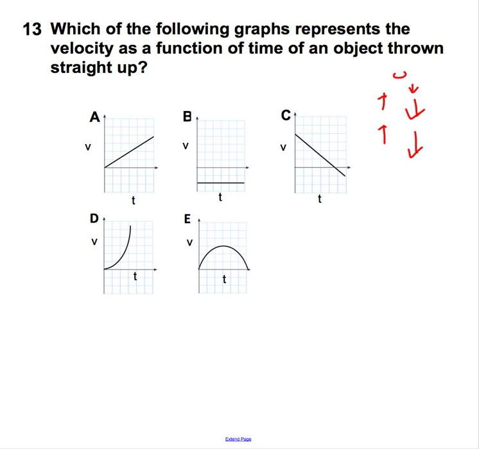It starts with a big number, it gets smaller, smaller, smaller, smaller, smaller. It becomes 0 over here, and then it becomes negative, more and more negative as you go along.